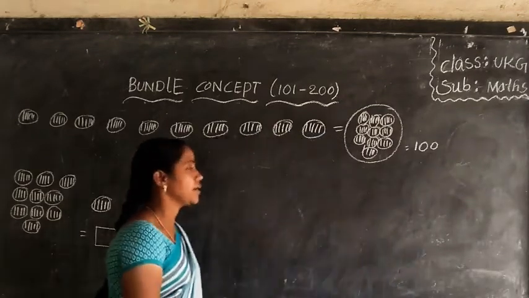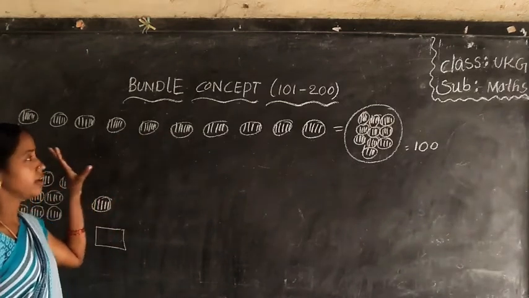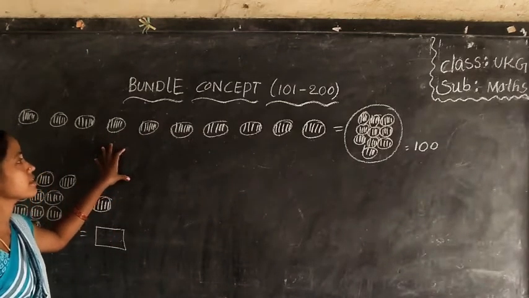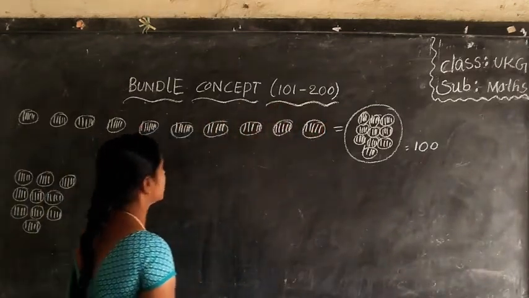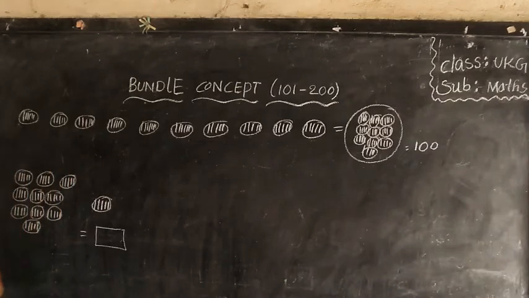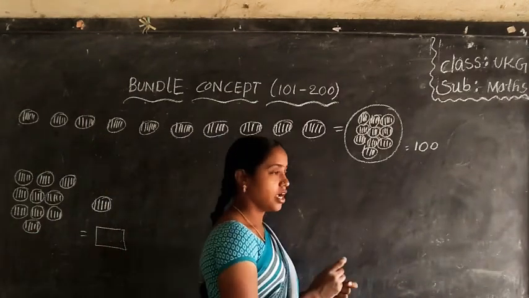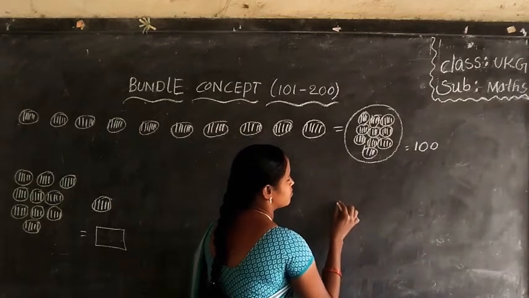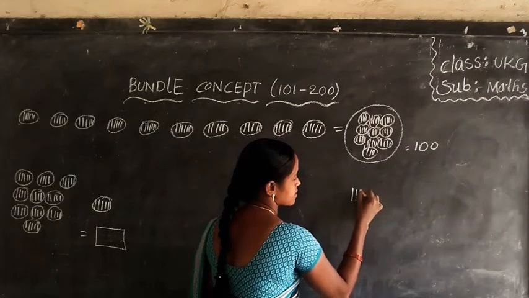Children, already you have learned bundle concept 1 to 100. Now we are going to discuss 101 to 200. Okay, children. One bundle has 10 sticks.